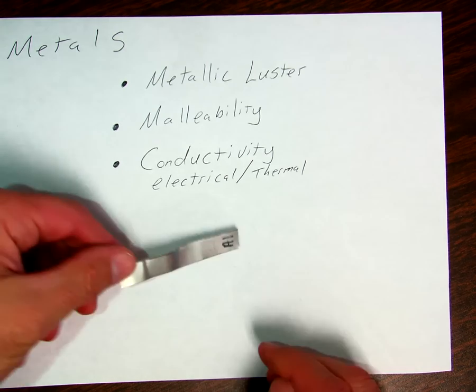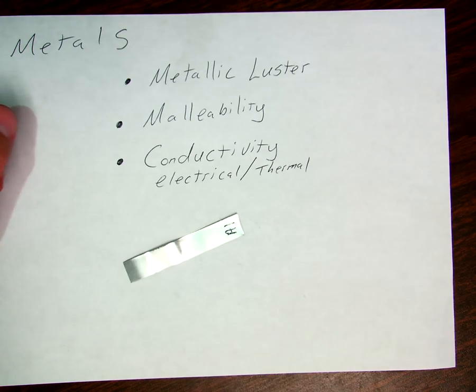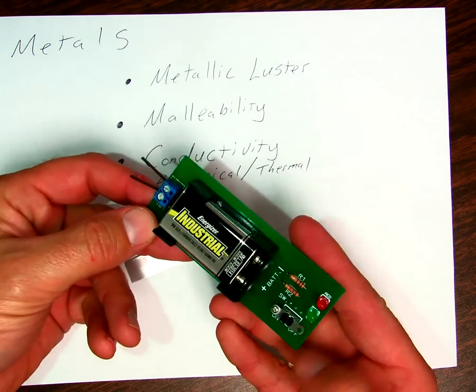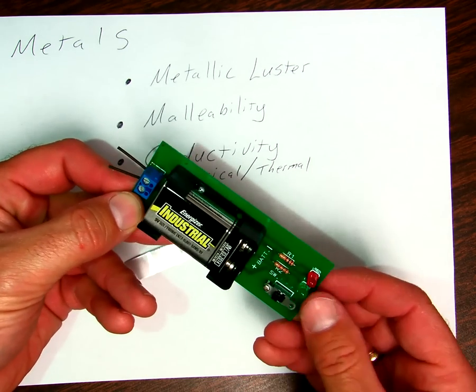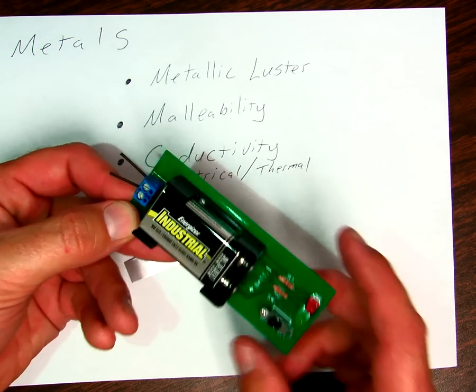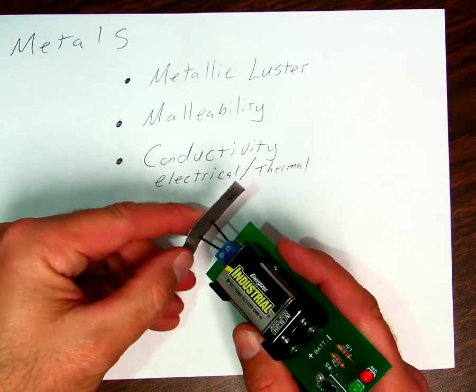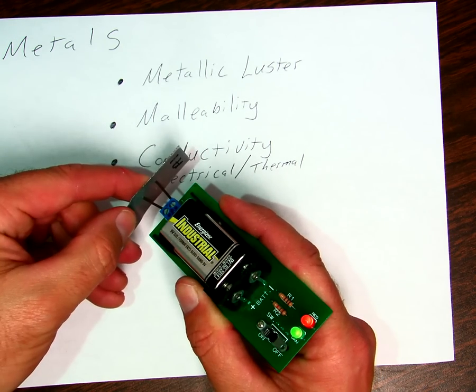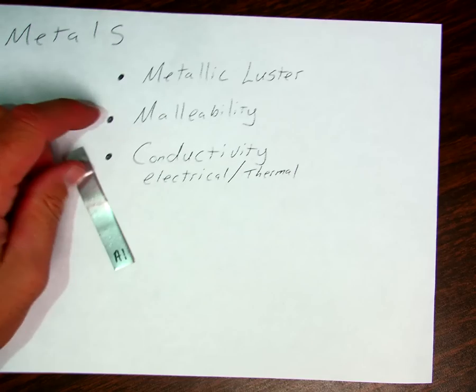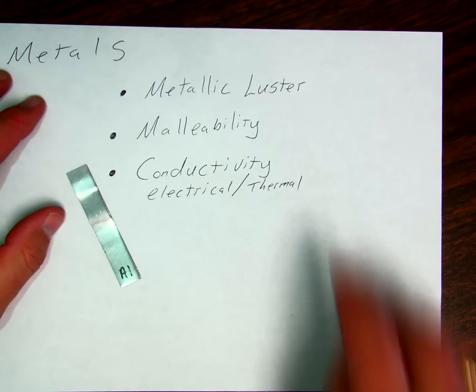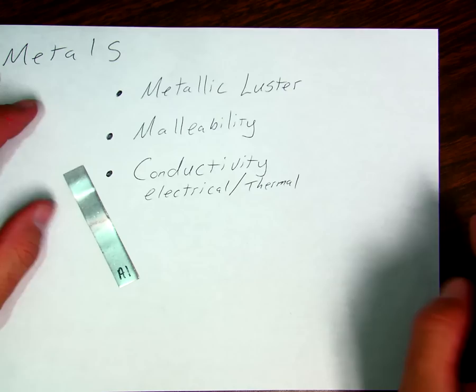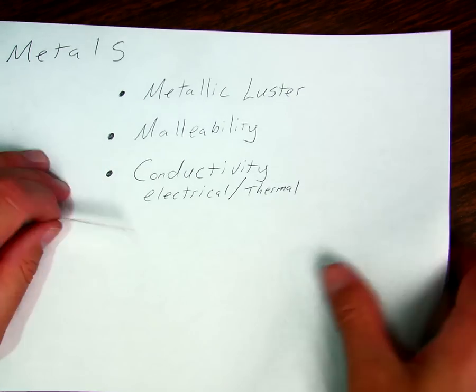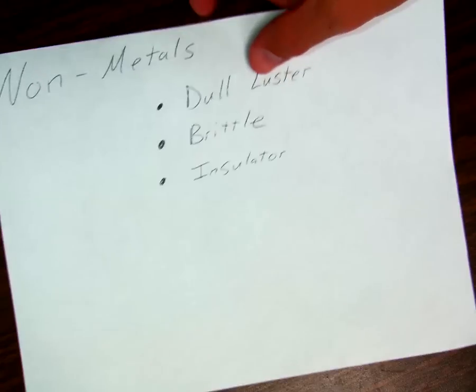And we're going to look to see if this one conducts electricity. Now, we used this device a couple years back, and if you guys remember, if something does conduct electricity, both of those lights will light up. So let's test aluminum to see, and you can see that, yes, both lights do come on. So this example, aluminum, it is a metal, and we know that because of metallic luster, malleability, and it does conduct electricity.